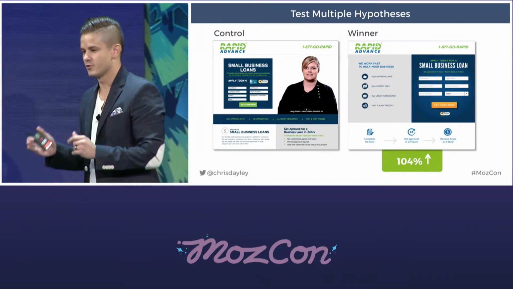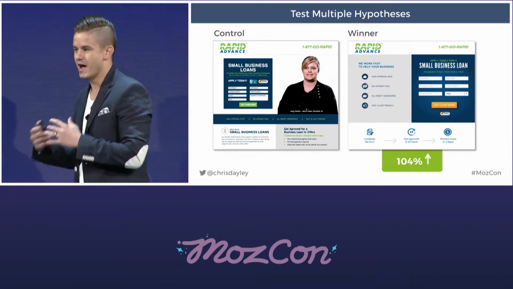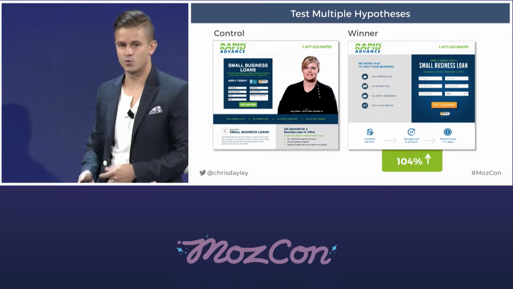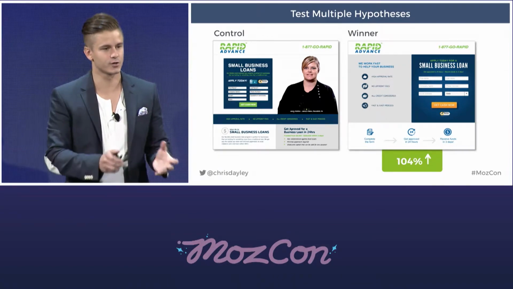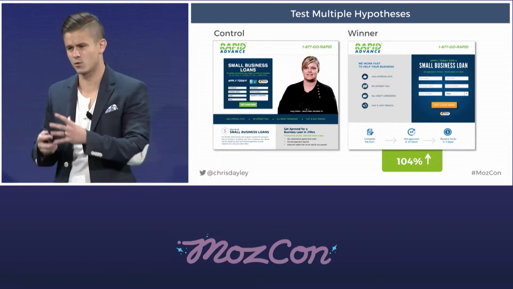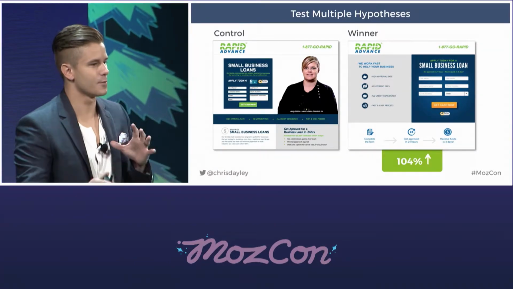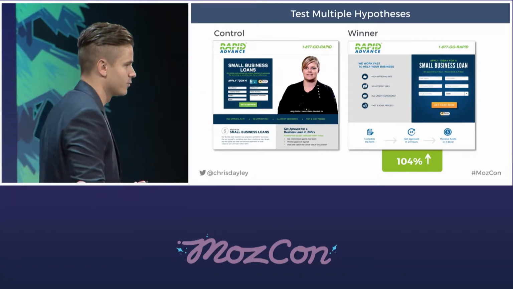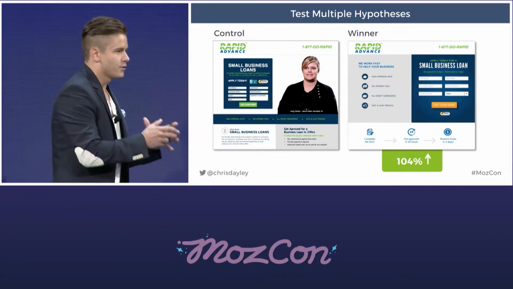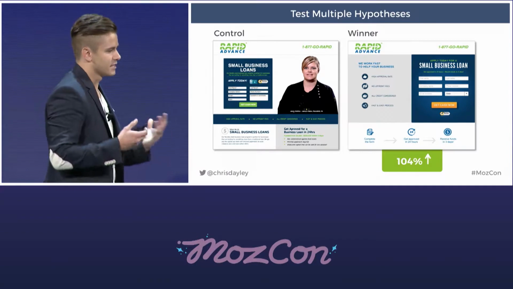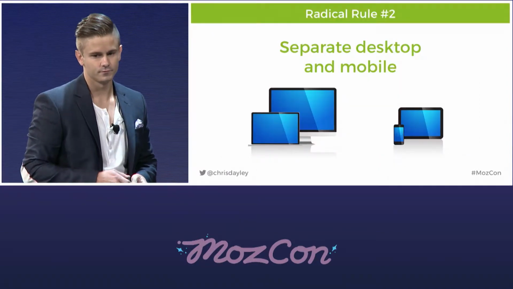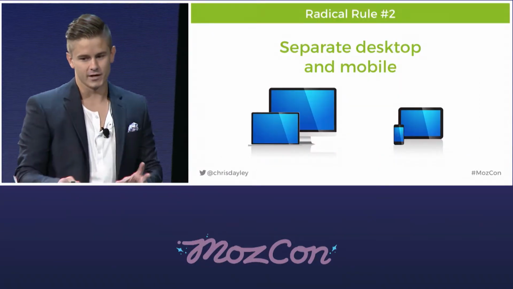But the interesting thing here, and the reason I wanted to bring it up is, if we hadn't tested multiple hypotheses, we would not have found this extreme lift in conversion. Because what the client wanted to do was, let's just redesign the existing page and let's get a better image, and that will be the best approach. So you've got to be willing to think outside the box and test multiple hypotheses. Radical rule number 2, separate desktop and mobile.